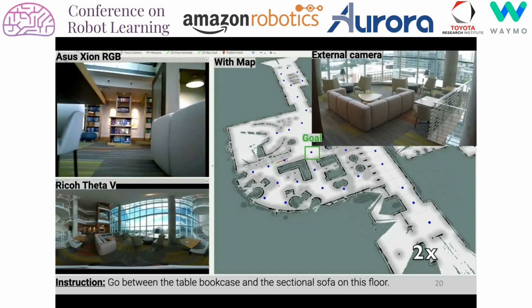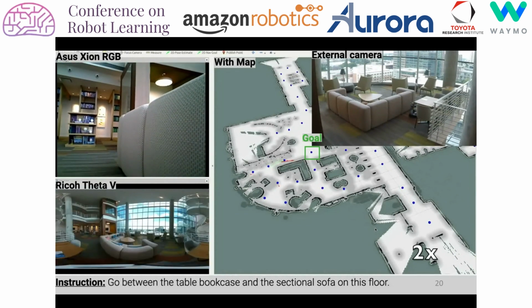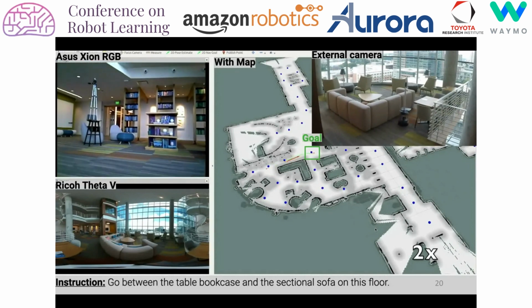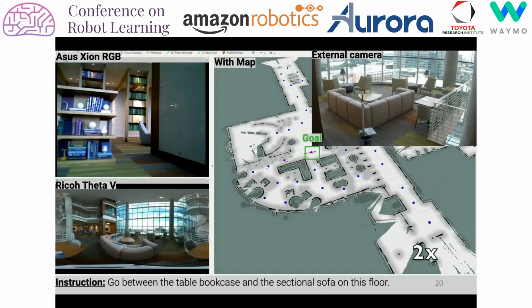Finally, on the left-hand side, we see the two camera images coming from on board the robot. The bottom image is the panoramic image that's used by the VLN agent. And so in this case, the robot's actually successful at reaching the goal.